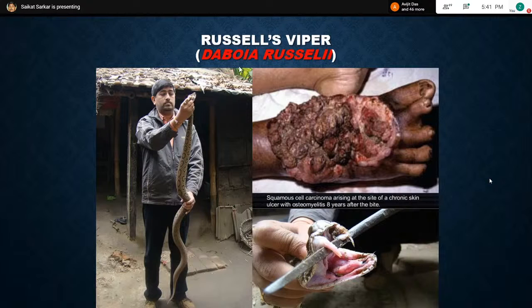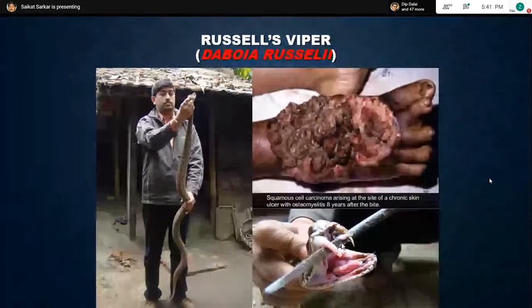This is Russell's viper. You can see this is a very giant specimen, not found very often. I caught this in the month of December. It was basking. Just look at the fangs, very big fangs. And if it bites you, you are sure to die if left untreated. This is an example of the aftermath of a bite.